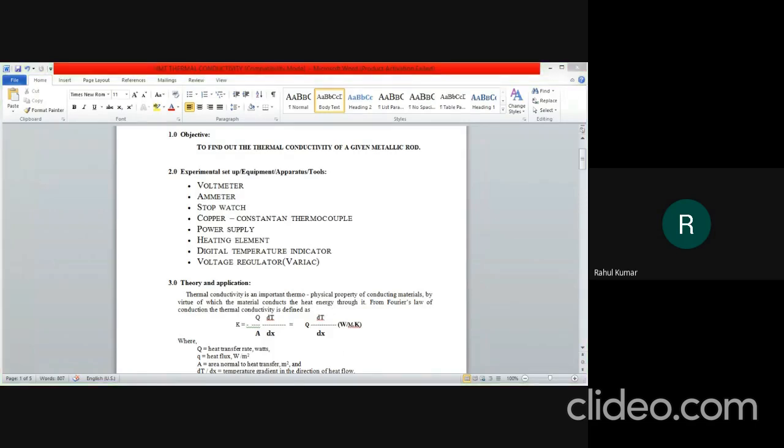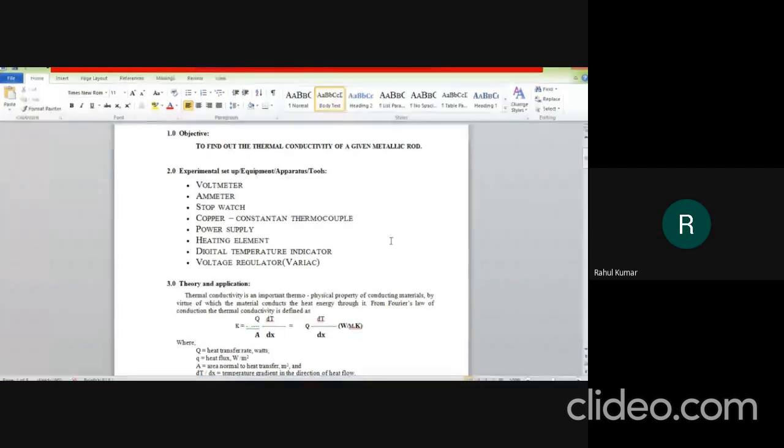Today, the aim of our experiment is to find out the thermal conductivity of a given metallic rod. Means, for any material, how can we find out the thermal conductivity of that material? So, following are the different experimental setup that we need. We have different experimental setups.